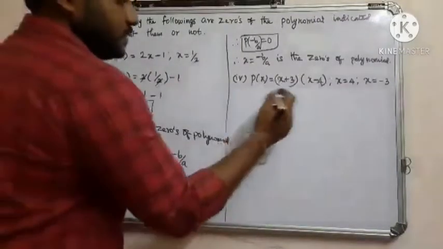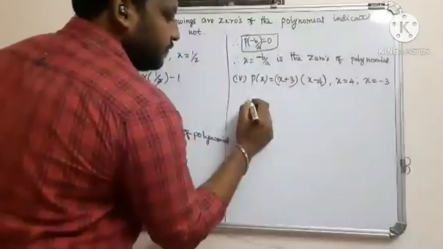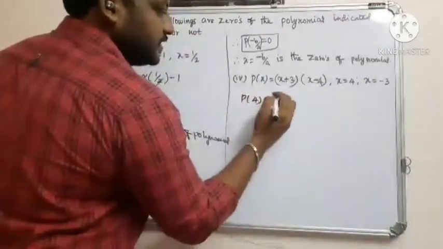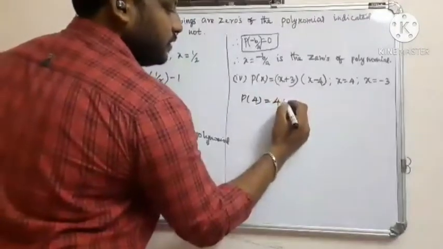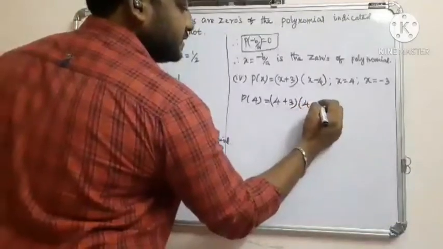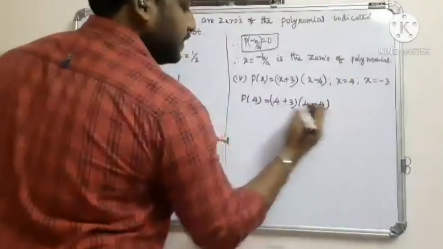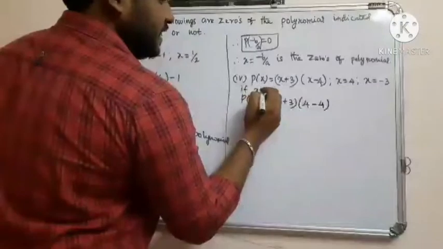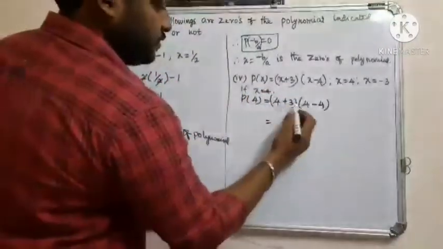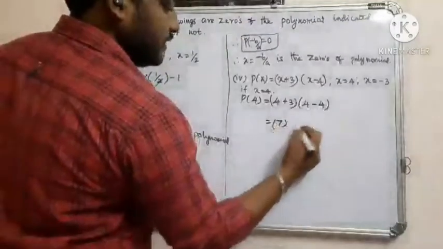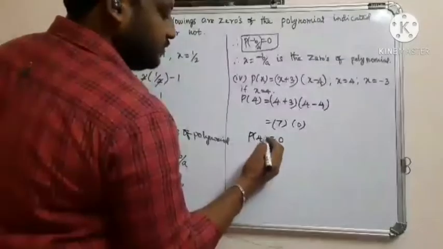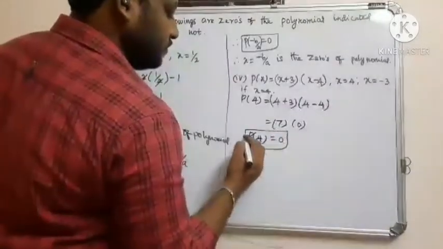Now you should substitute the value. First you should substitute p of 4, which is equal to 4 plus 3 into 4 minus 4. If x value is equal to 4, okay, so that is equal to 4 plus 3, 7. 4 minus 4 is 0, which is equal to 0. Then the value of p of 4 is equal to 0.